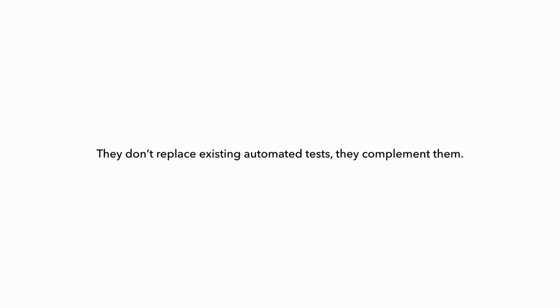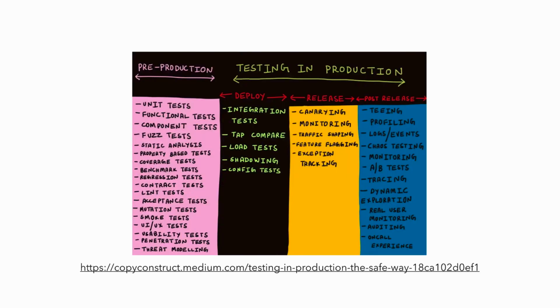It's important to say that these tests that you run in production don't replace your existing automated tests, but complement them, because in a complex system, it's impossible for you to think of all the possible ways your application can fail. And there are a lot of different things you can do beyond those automated tests that you run before you deploy to production. Cindy Sridharan, one of the leading voices about testing in production, has an excellent article about the different phases of the release process and what sort of tests you can do at each phase. The link to the article is in the description below.